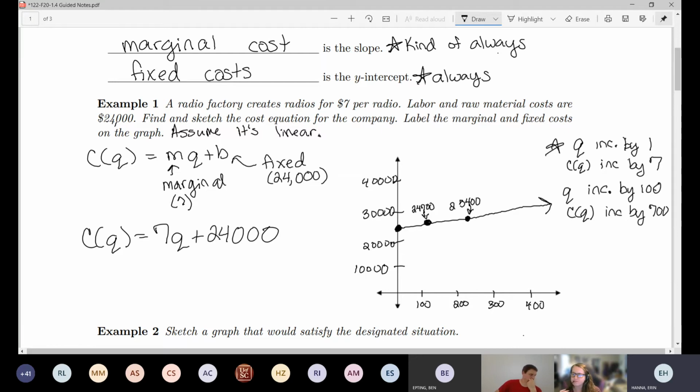I've got to fix that in my notes, but that would be our generic sketch. Since 24,000 is such a large number compared to the slope of 7, we know we have a pretty not very steep line. The slope of 7 in this case is not doing too much. Hopefully that made sense.